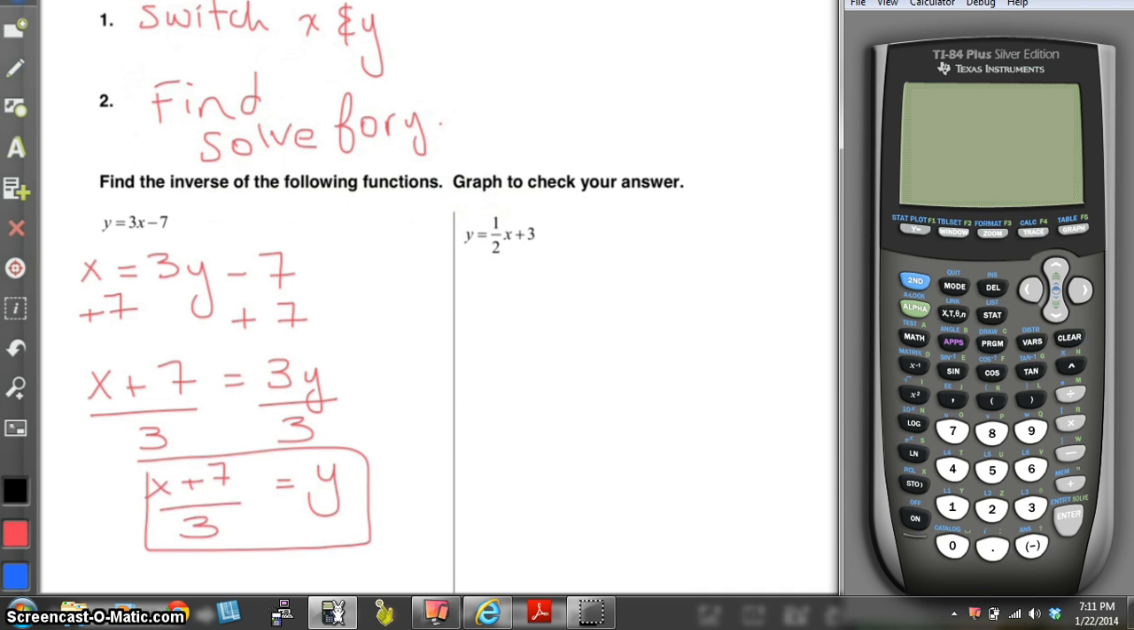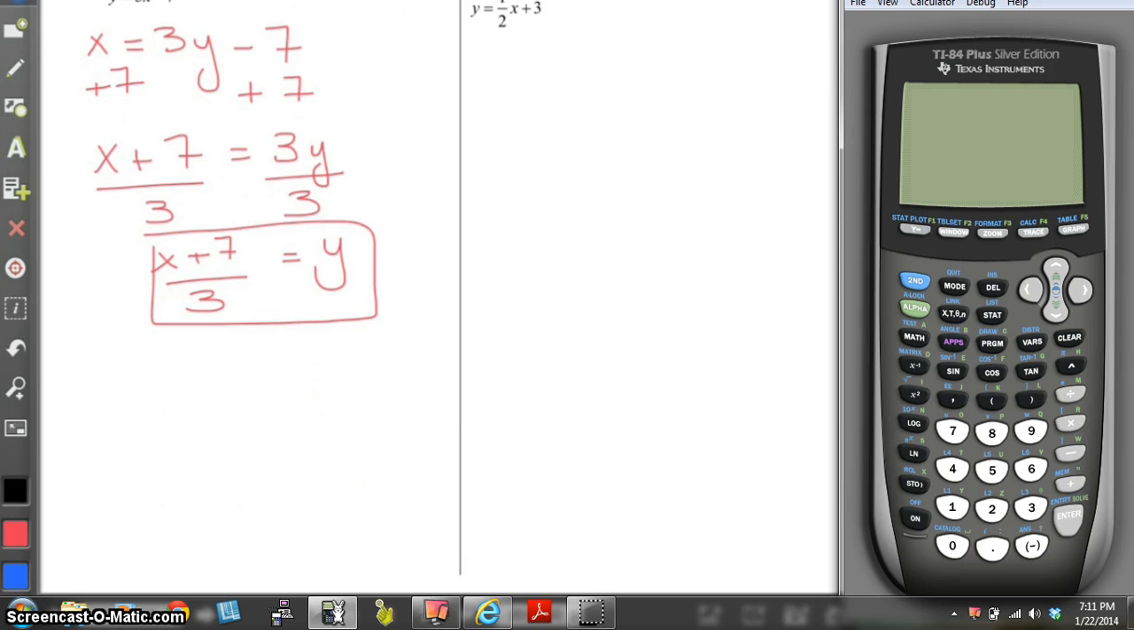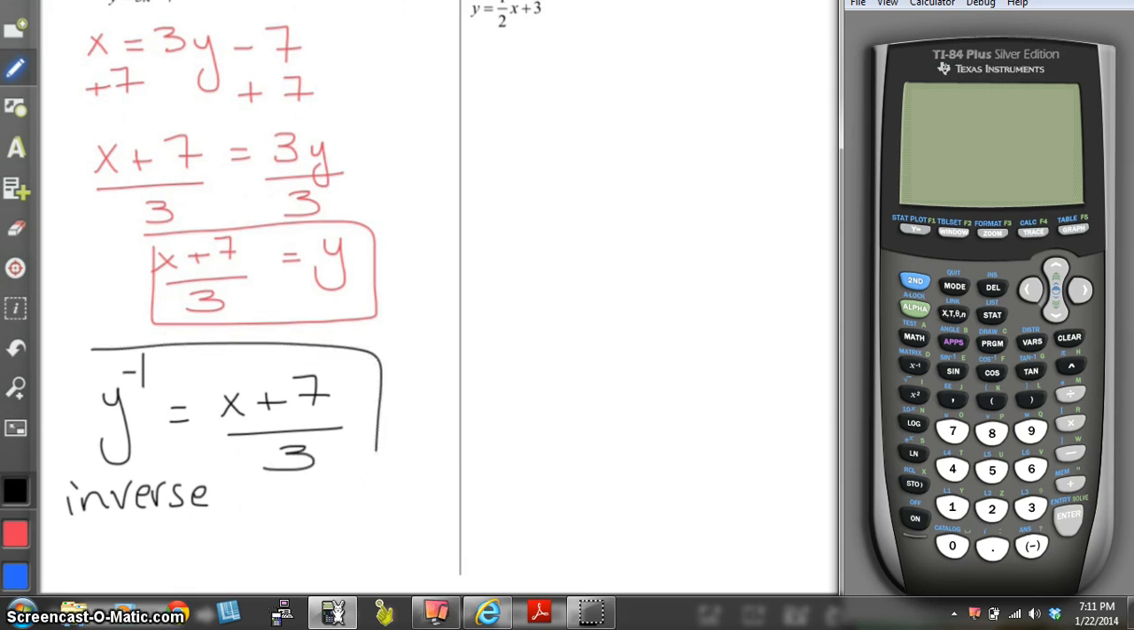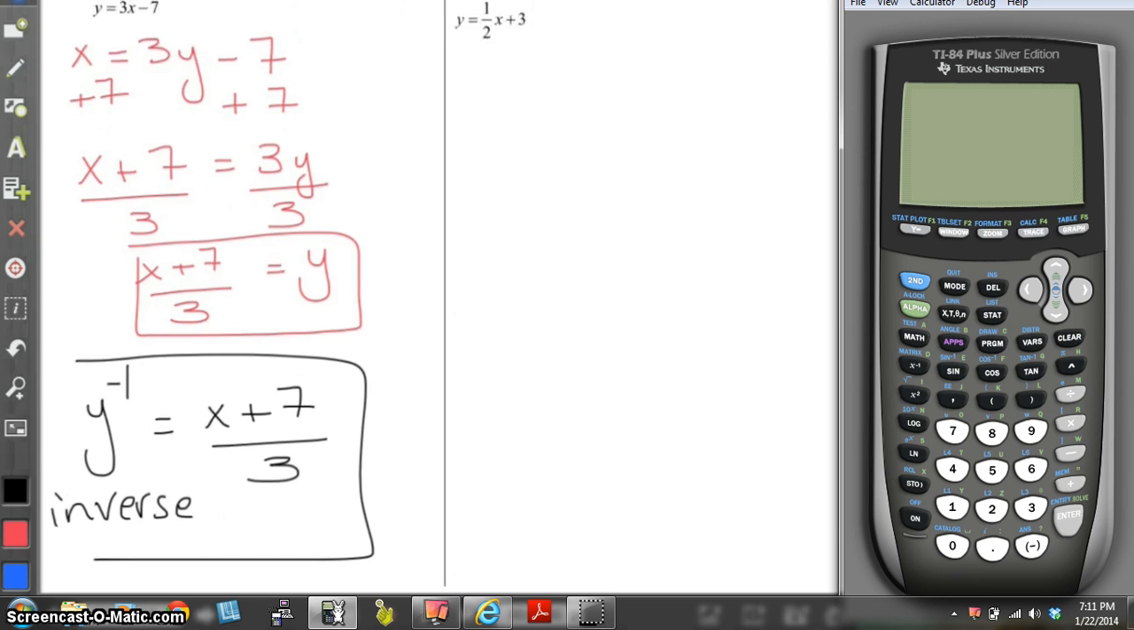But remember we said in order to differentiate this from the other equations, we would put y to the power -1, which means that this is the inverse, is equal to x plus 7 over 3, and that would be the final function. Now let's move on to the next part.